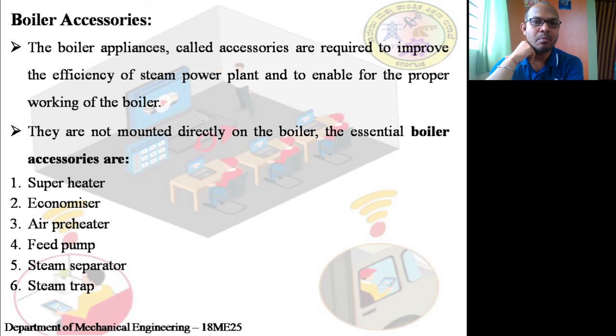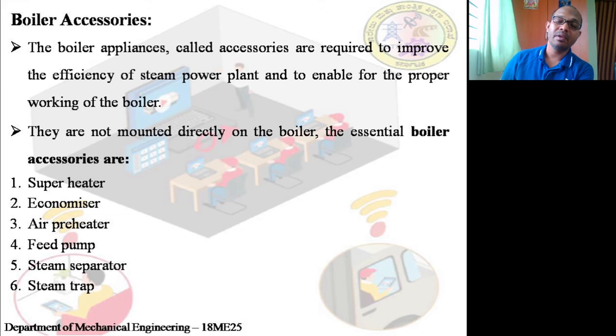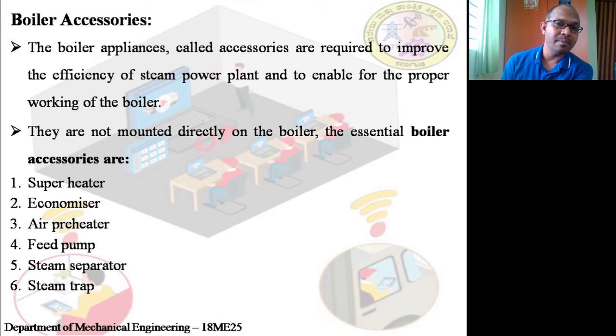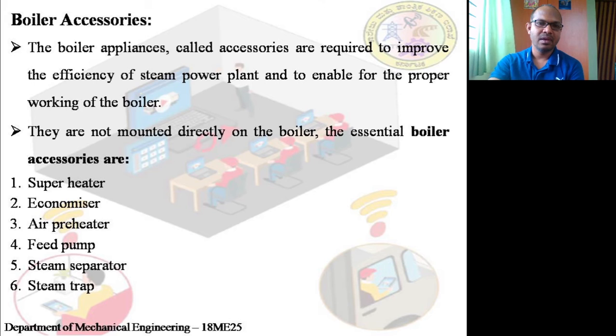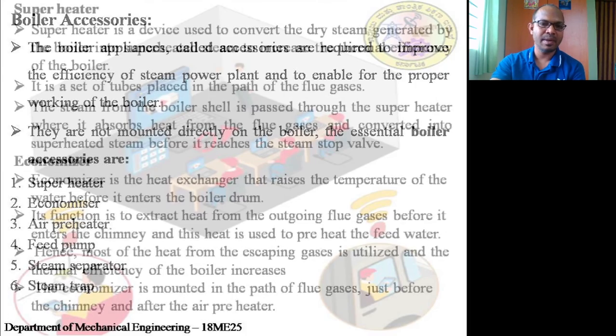They are not mounted directly onto the boiler. This is what I have highlighted here. Whereas boiler mountings are fixed or mounted on the boiler drum itself, these accessories are not fixed onto the boilers. A few of them are the superheater, economizer, air preheater, feed pump, steam separator, and steam trap, which are the majorly important ones. Now let us go one by one.